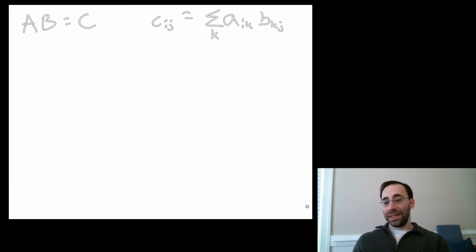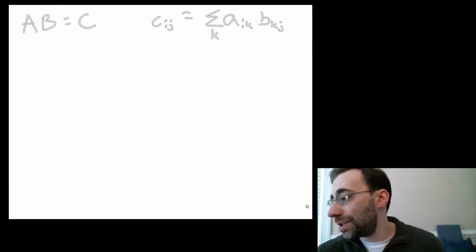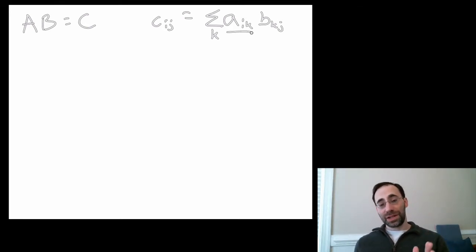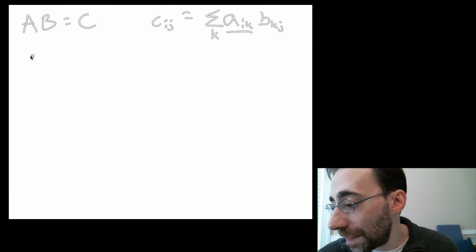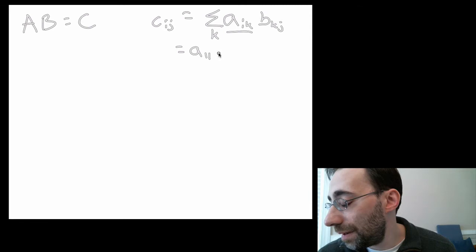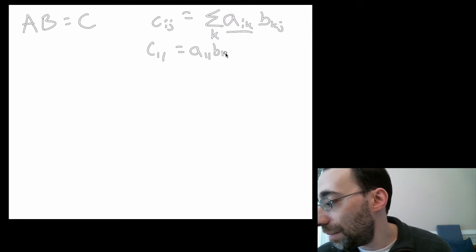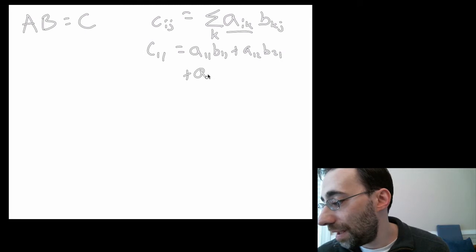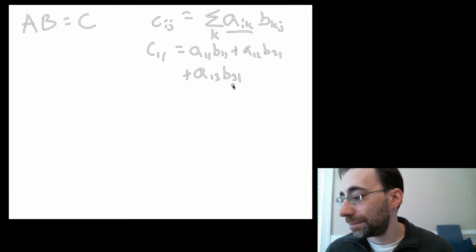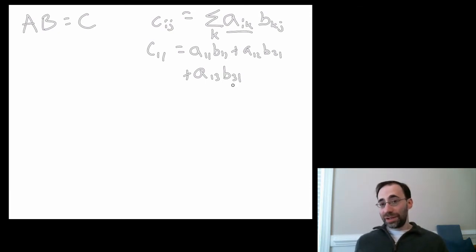Well, let's think about what this k is. For A, k tells you the column number, right? So when k is 1, it's the first column. When k is 2, it's the second column, and so on. For B, the k tells you the row number. So it's the first row, the second row, and so on. So for C11, you have A11 B11, plus A12 B21. Let's say it's a 3 by 3 matrix. Then you would have A13 B31, if there are 3 columns in A and 3 rows in B. So this is what you would get for C11.